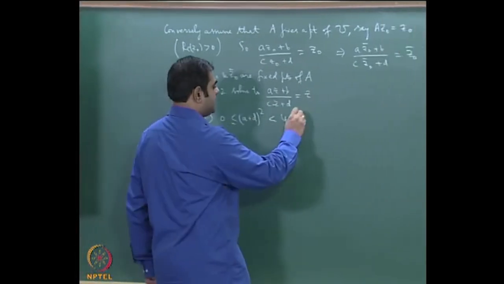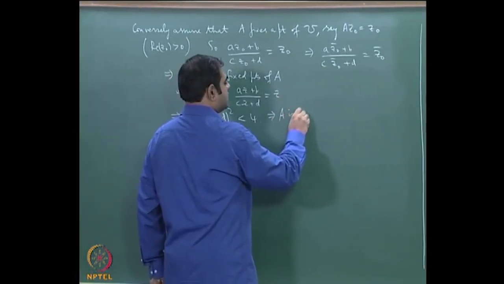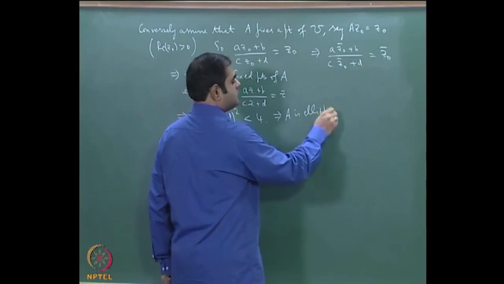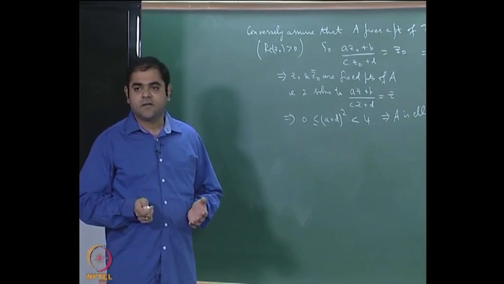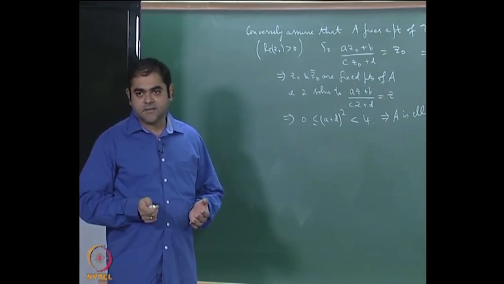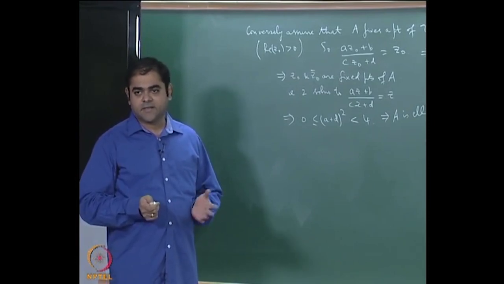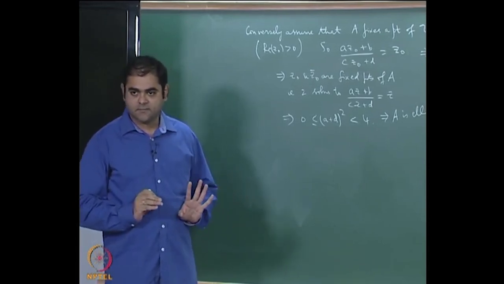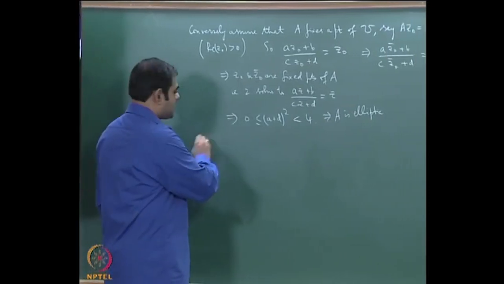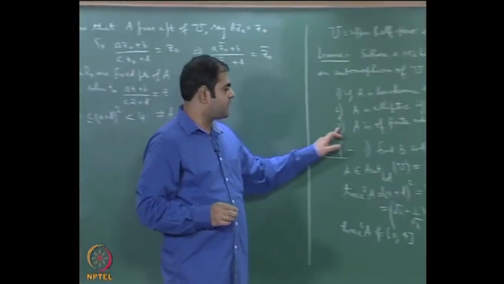So this will imply that A is elliptic. Essentially the only principle that you are using is that if you have a quadratic equation with real coefficients, then it will have imaginary roots, and they are conjugates of one another, if and only if the discriminant is negative. Nothing more than that, right. Then let us try to prove the third statement.